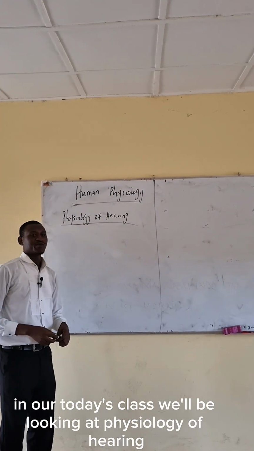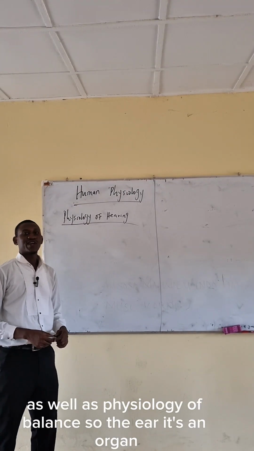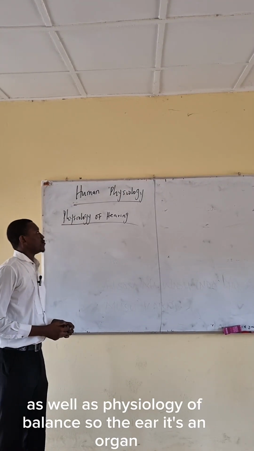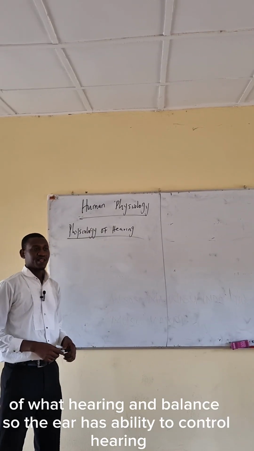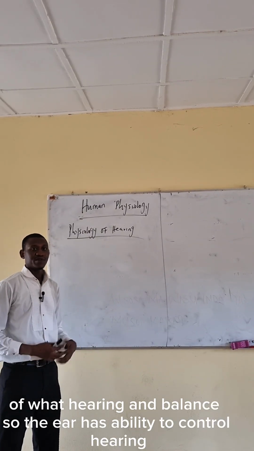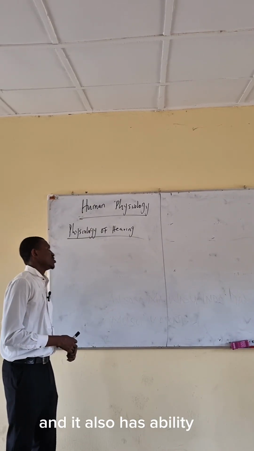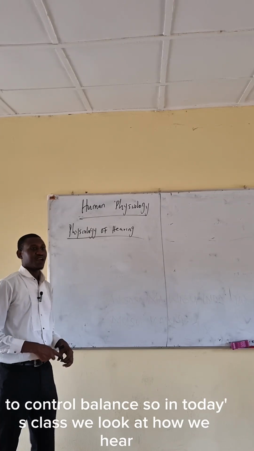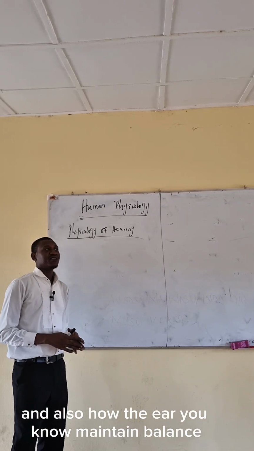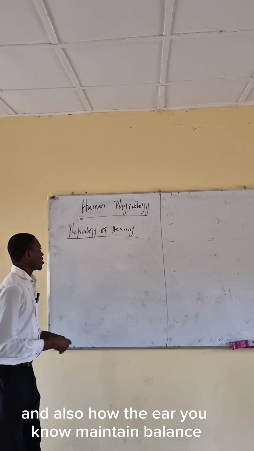In today's class, we'll be looking at the physiology of hearing as well as the physiology of balance. So the ear is an organ of what? Hearing and balance. The ear has the ability to control hearing, and it also has the ability to control balance. In today's class, we look at how we hear and also how the ear maintains balance.